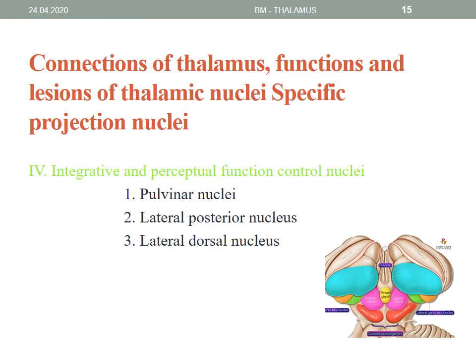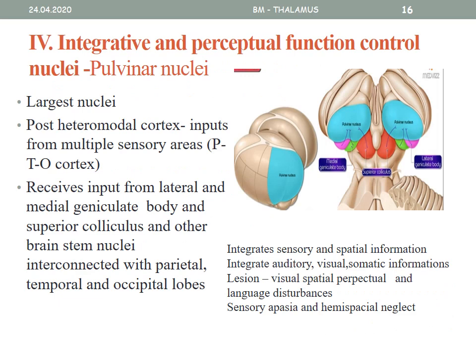Now we will look into the connections of the fourth group of nuclei. They are the pulvinar nuclei, lateral posterior and lateral dorsal nuclei. First we will look into the connections of the pulvinar nuclei, which is the largest nuclei. They receive information from the posterior heteromodal cortex, receive input from the lateral and medial geniculate body and superior colliculus and other brainstem nuclei, and are interconnected with parietal, temporal and occipital lobes.